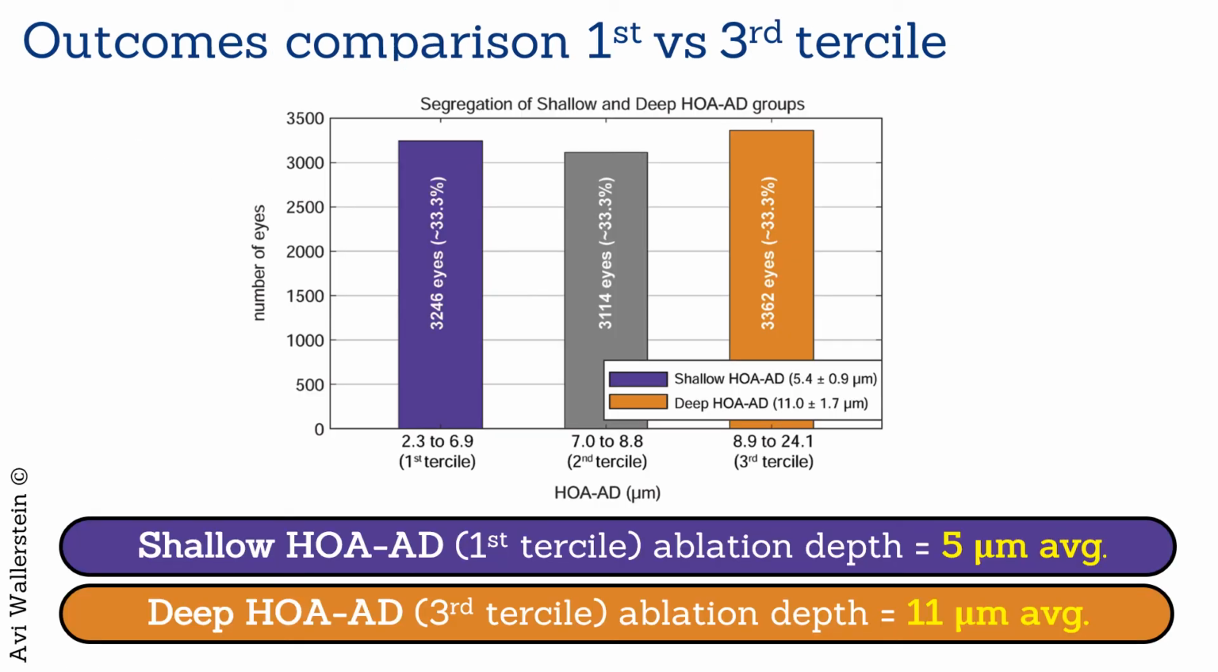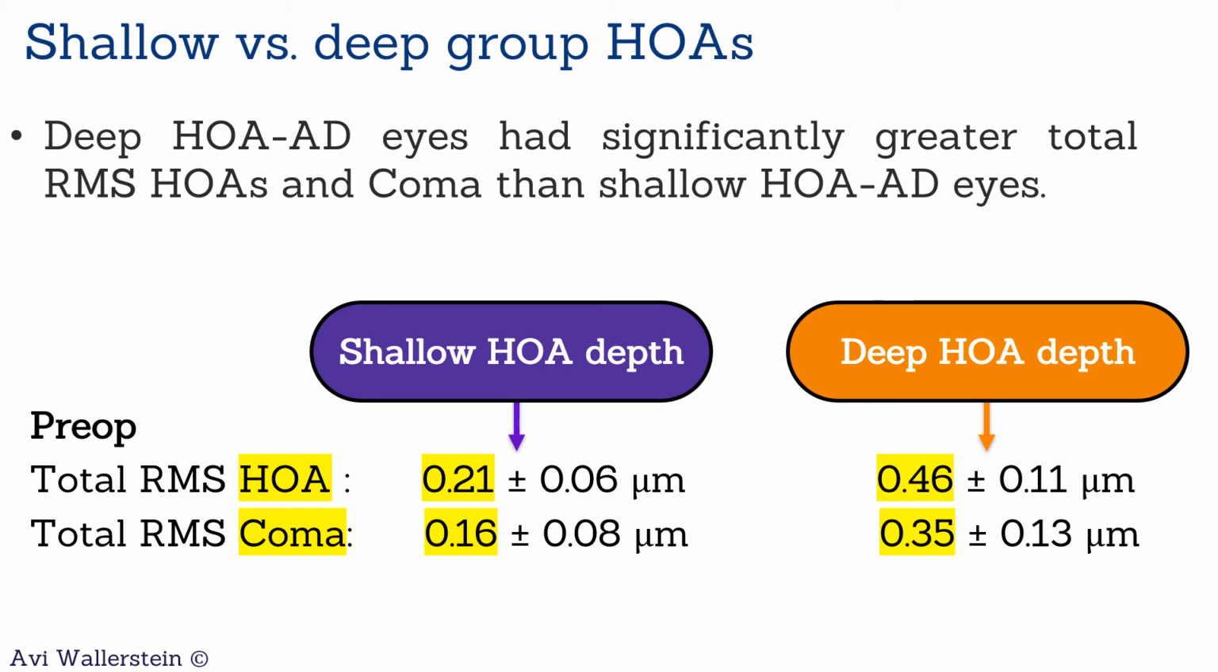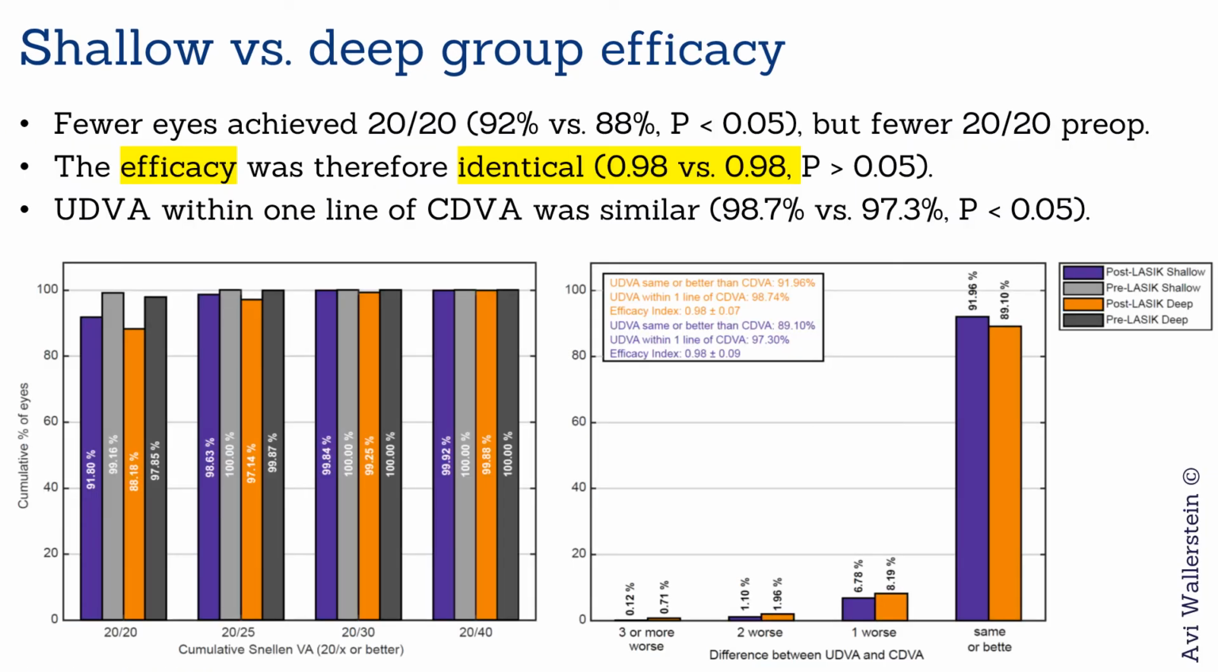We examined the HOA ablation depth and its effect on outcomes as the single independent variable in all comer eyes. The third of eyes with the shallowest were compared to the third of eyes with the deepest, with an average HOA ablation depth of 5 microns in shallow group compared to 11 microns in deep group. Deep eyes had over twofold greater HOAs in coma than shallow eyes. Fewer deep HOA eyes achieved 20/20, but of note, there were fewer 20/20 pre-op eyes to start with.